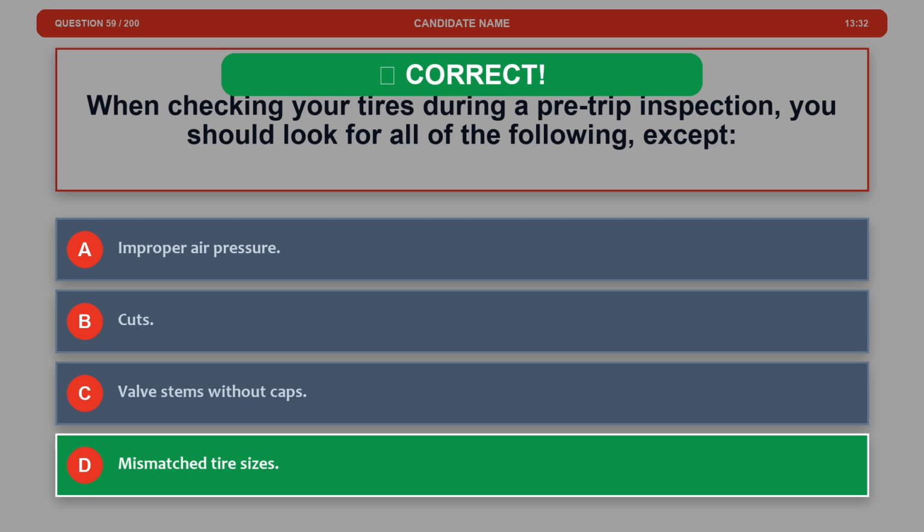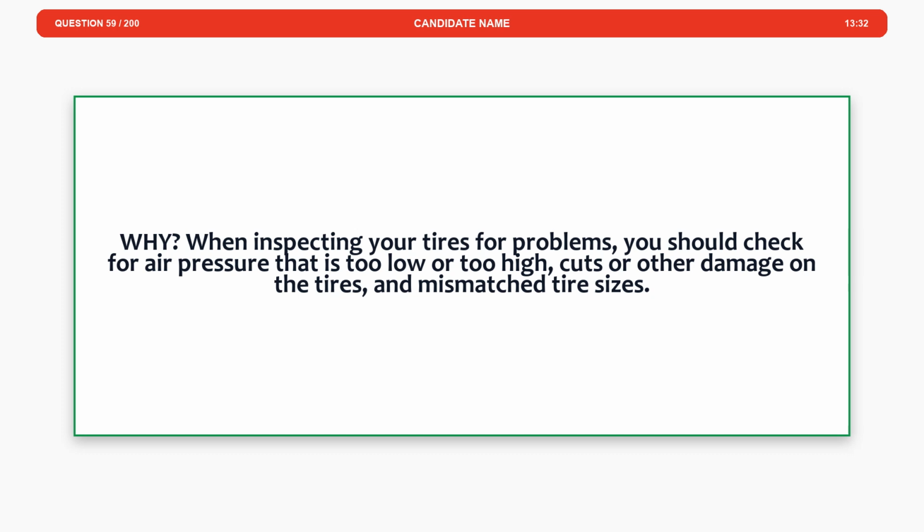The correct answer is option D, mismatched tire sizes. Explanation. When inspecting your tires for problems, you should check for air pressure that is too low or too high, cuts or other damage on the tires, and mismatched tire sizes.